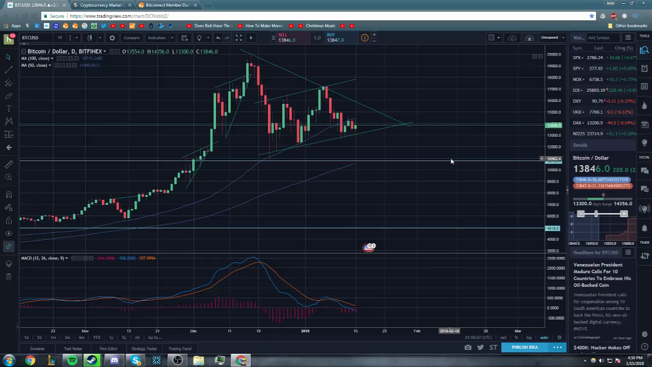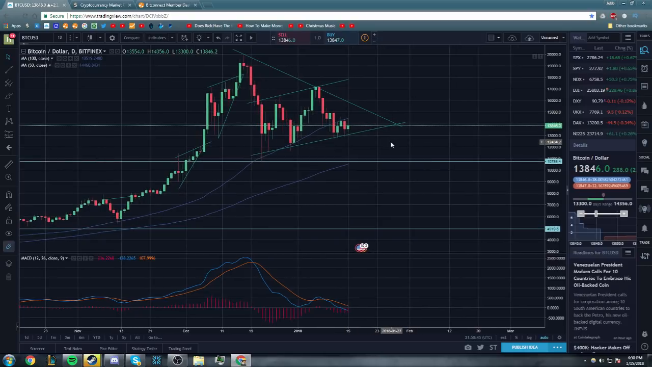Depending on which of those two scenarios you think is more likely, you might, if you think it's more likely that we're going to break down out of this chart, which like I said, I give it half and half. It could go either way. To be honest, it's a flip of a coin, because these two technical indicators are kind of contradicting each other, and one of them is going to end up being correct.